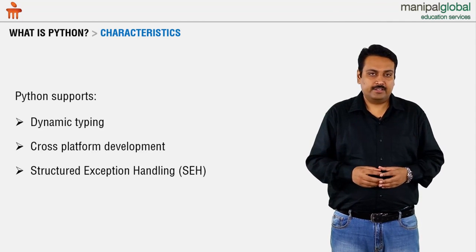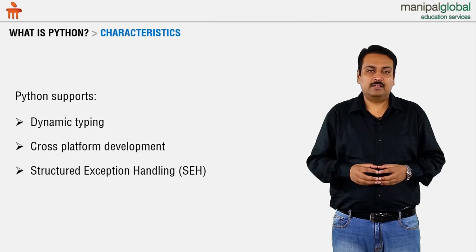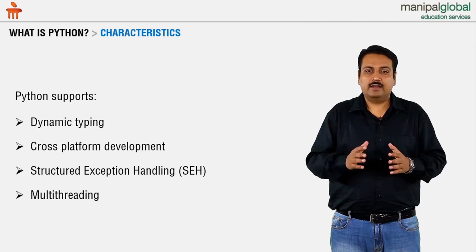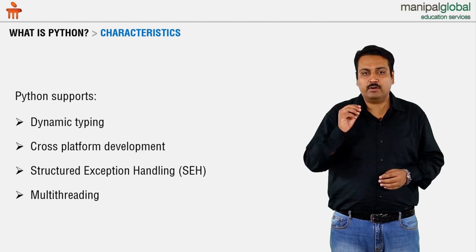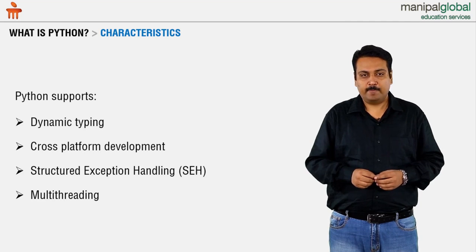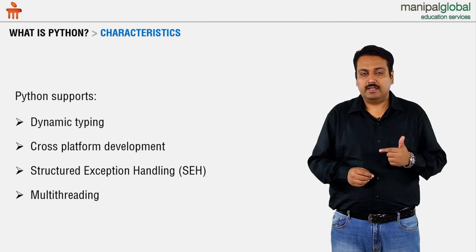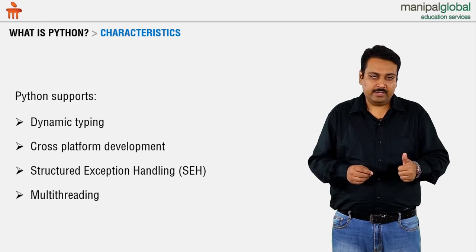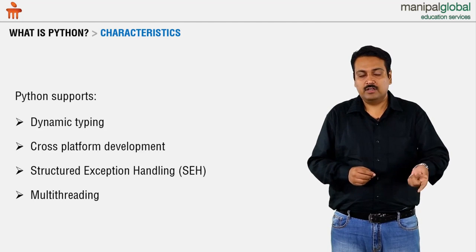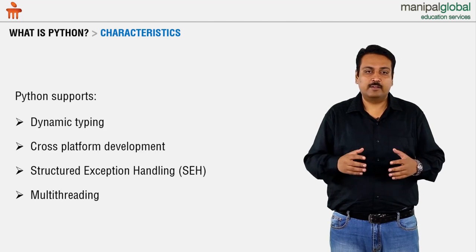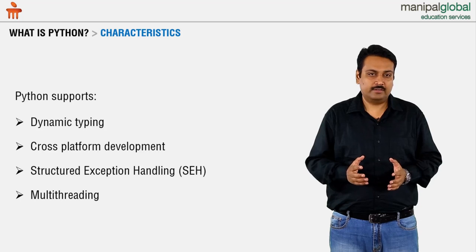One more major characteristic of Python is Python has support for multi-threading. Multi-threading today is a very important capability that we incorporate in our applications. Using multi-threading, we can develop applications that can be more performance oriented, that can take advantage of the hardware as well as other resources like memory, sockets, and so on.